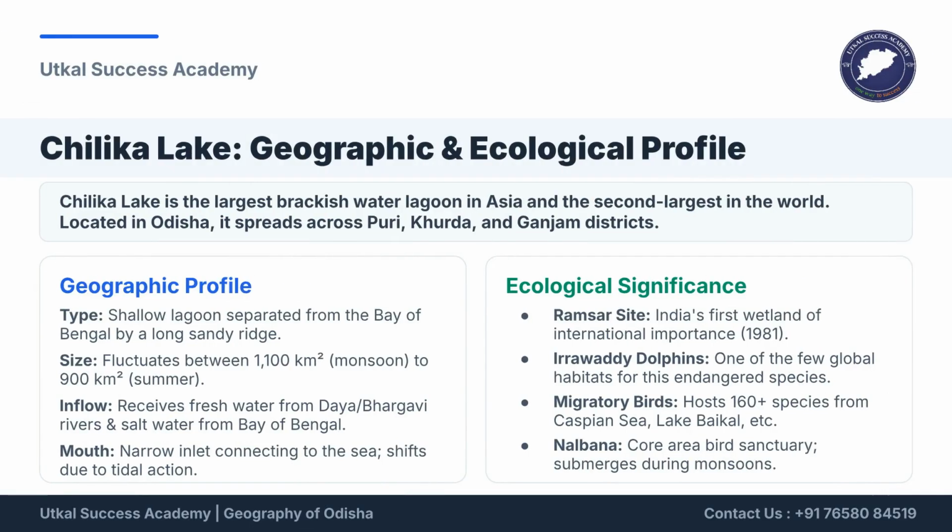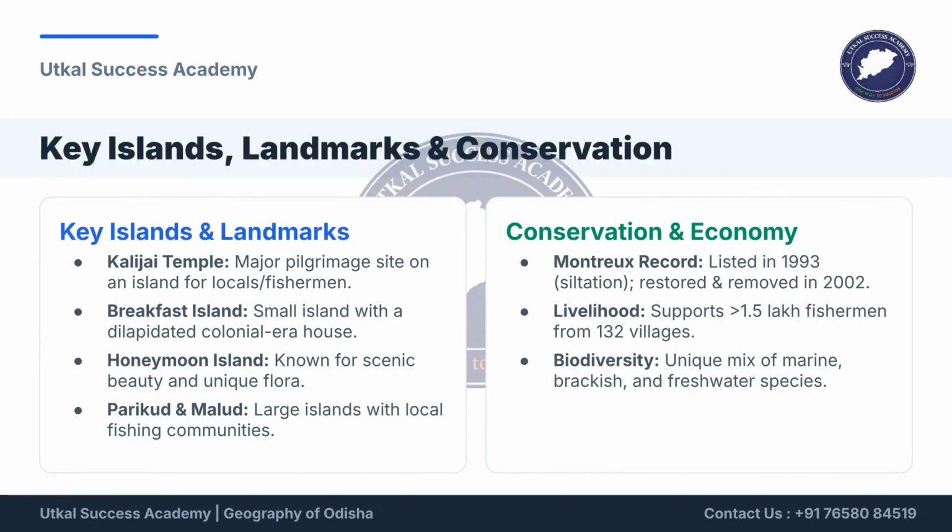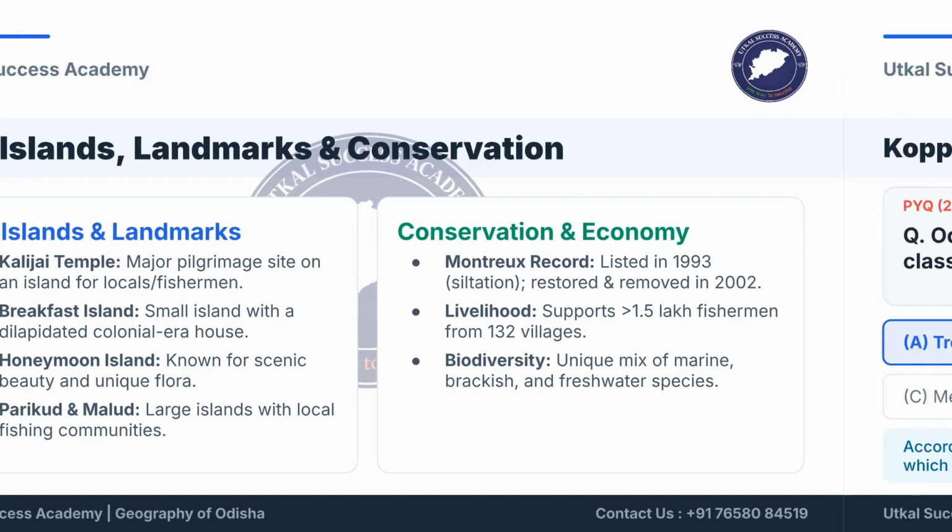Chilika Lake, the largest brackish water lagoon in Asia, is geographically a shallow lagoon separated from the Bay of Bengal by a sandy ridge. Ecologically, it is a key Ramsar site, home to Irrawaddy dolphins, and hosts over 160 species of migratory birds. Key landmarks include the Kalijai Temple and the scenic Honeymoon Island. Conservation efforts led to its removal from the Montreux record in 2002 after restoration. The lake supports the livelihood of over 1.5 lakh fishermen.